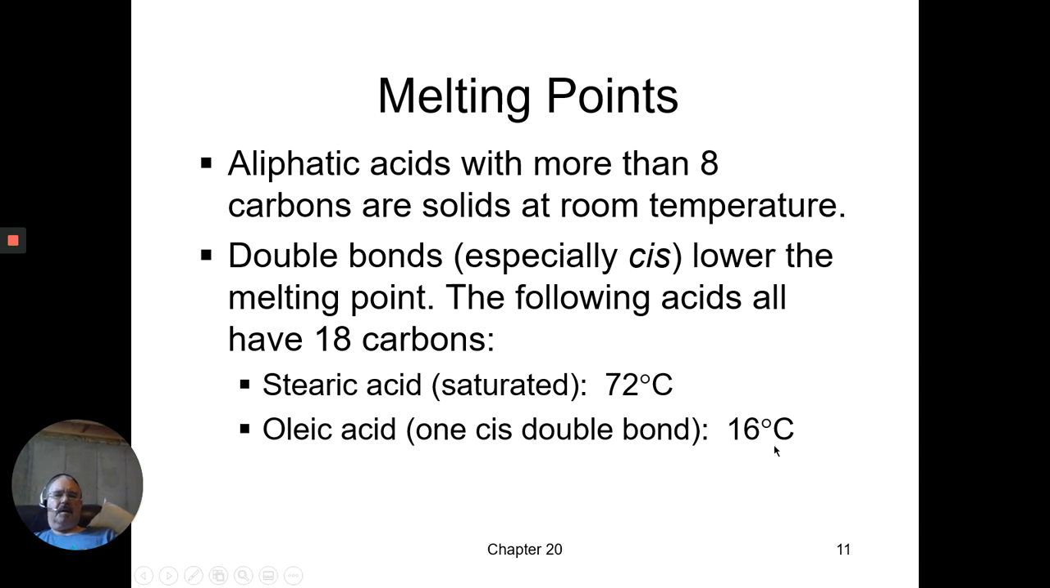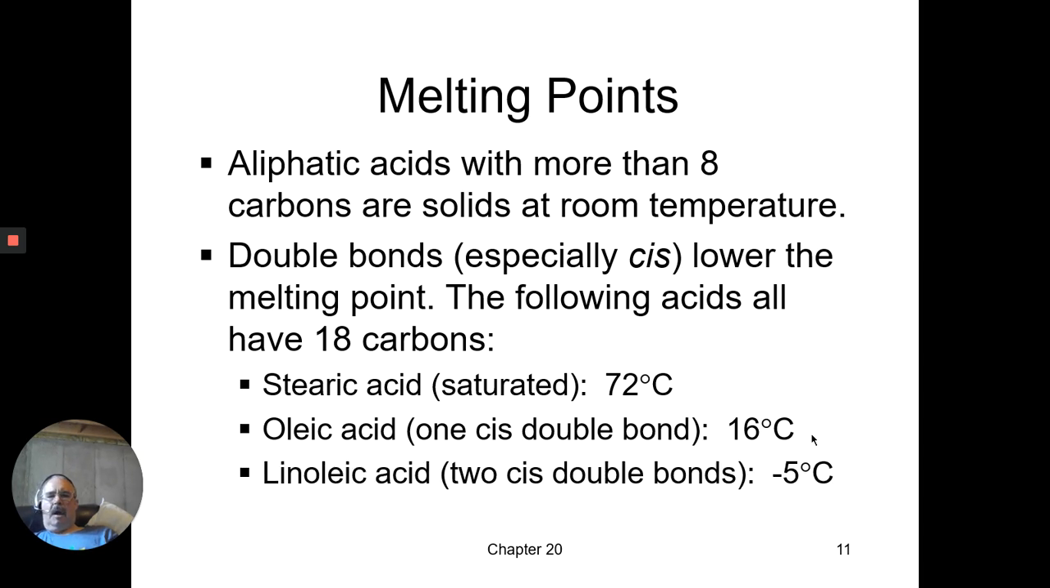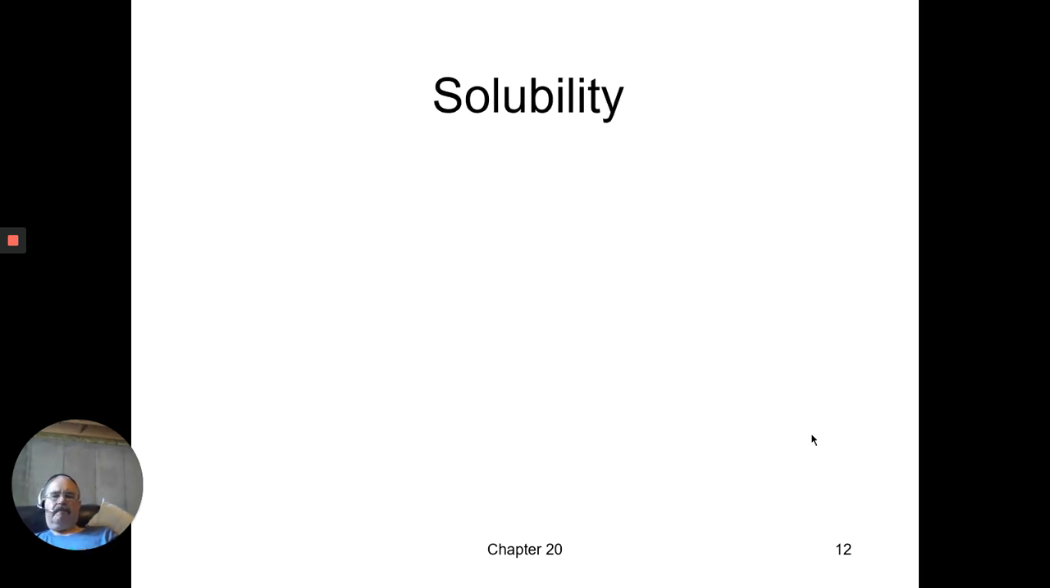You can see there's a significant drop in the melting point, 16 degrees. With room temperature being 25 degrees, this, of course, is a liquid at room temperature. Linoleic acid has 2 cis double bonds, one between 9 and 10, the other between 12 and 13, and it melts at -5 Celsius.